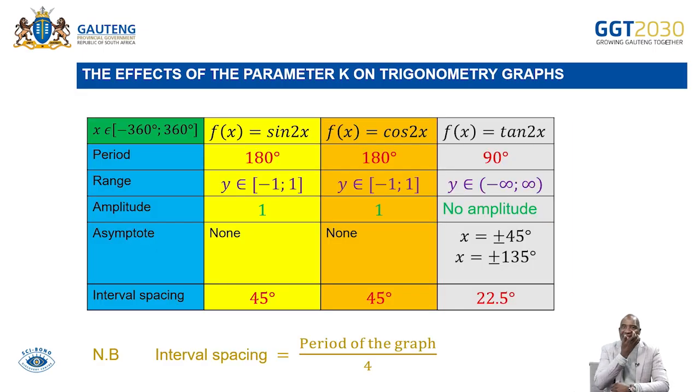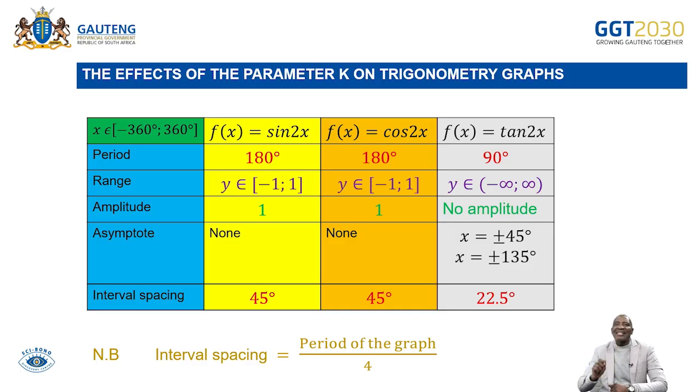Right. If there are no questions, this is what we observed in that interval, whether it's between negative 360 and 360, or negative 180 and 180. The period of sine 2x is 180. The period of cos 2x is 180 also. Otherwise, the period for tan 2x is 90. It's like the original periods have all been divided by 2, that same 2 we introduced.